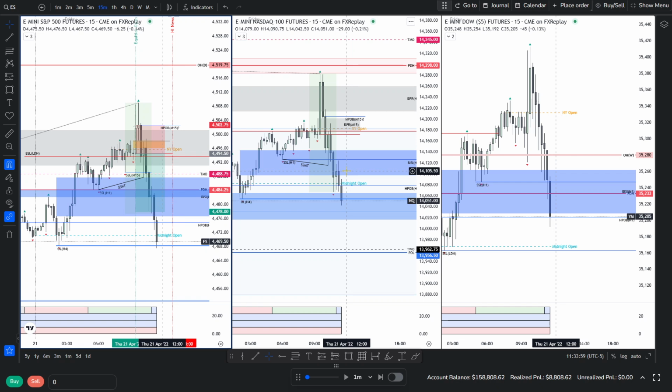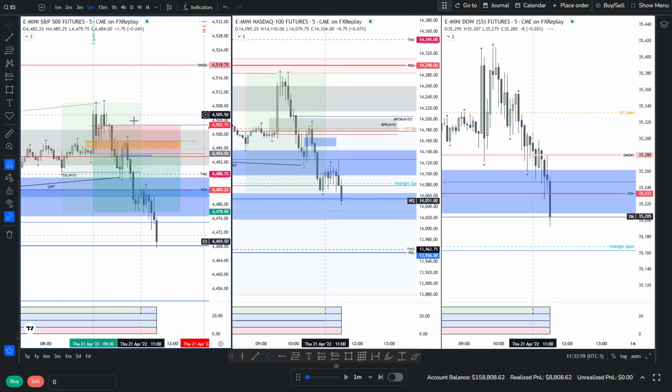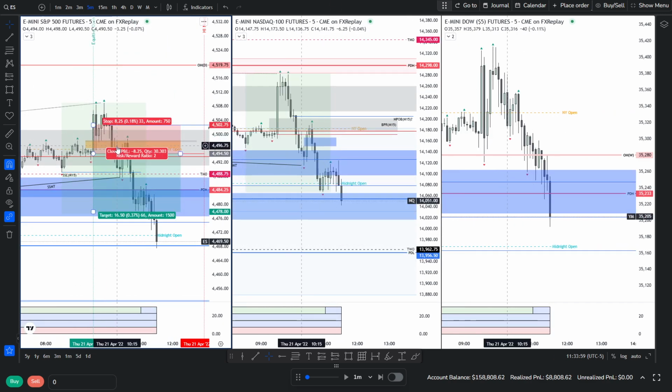So unfortunately, not able to capitalize. So why couldn't we get involved? Well, number one, I wanted to see an M5 imbalance. We got the M5 imbalance eventually here. But also, but more importantly, I wanted to see, did we reject the BPR, which we did. We rejected the BPR.